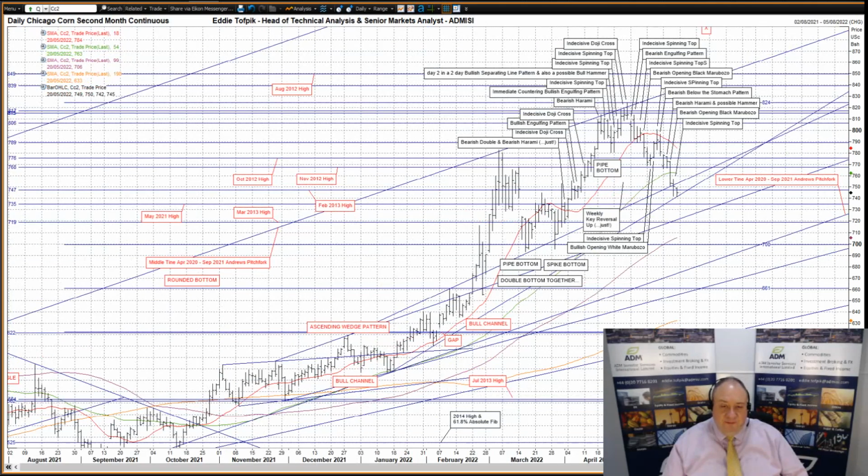Chicago corn. First off, please kindly still ignore the color change on some of my labeling. This is something that my charting system occasionally does without my permission. There is no special quality attributed to the different colors.